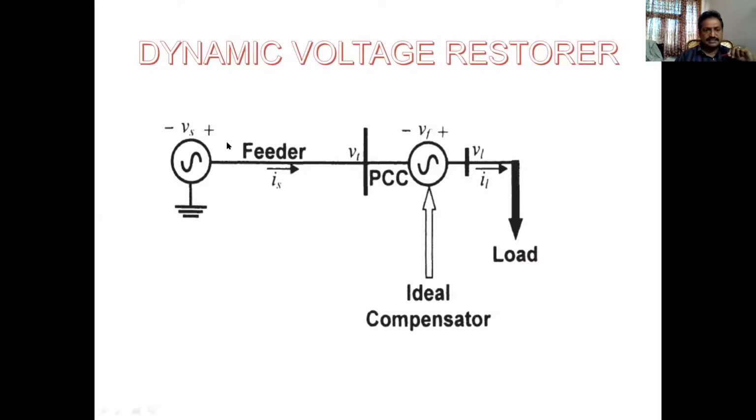This is the supply side, and this supply side feeds the bus bar. At this bus bar, the terminal voltage is VT, and we'll come back to this. This is the ideal compensator, which is the basic principle behind the dynamic voltage restorer. After that, this portion is the load. So remember, up to now there are two portions: one is the supply side and another is the load side.